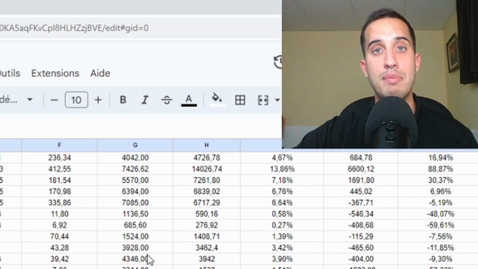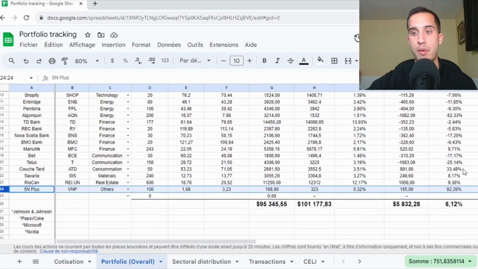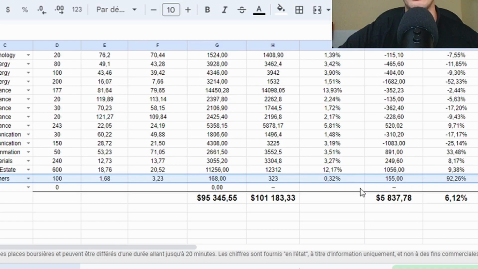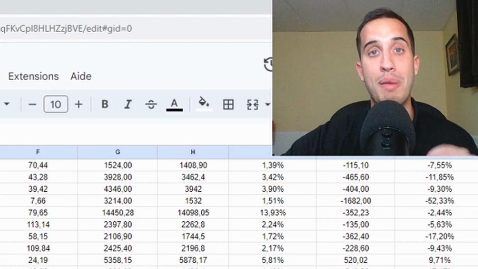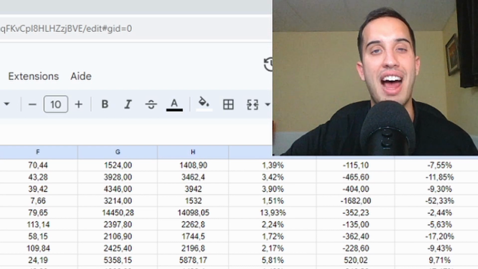Now let's see what has been my stock portfolio performance over the last 11 months, and it has been about 6.12%, or about $5,800 of profits, where my portfolio is currently worth slightly over $100,000. But keep in mind that this is only for my stock portfolio, but in the next couple of monthly updates, I'll also be adding the different ETFs that I have in it.